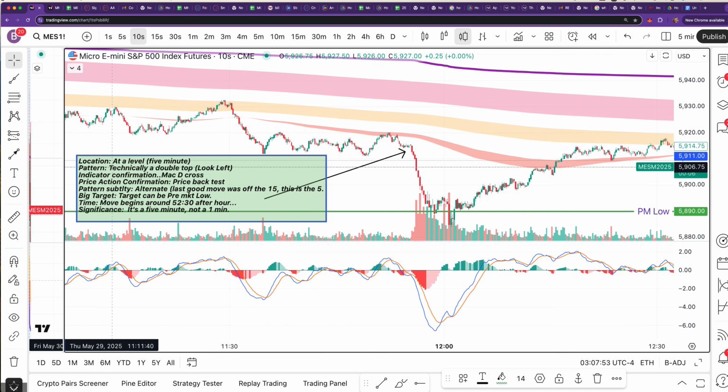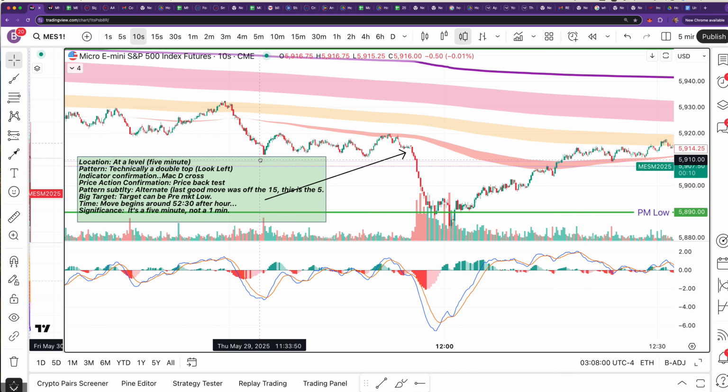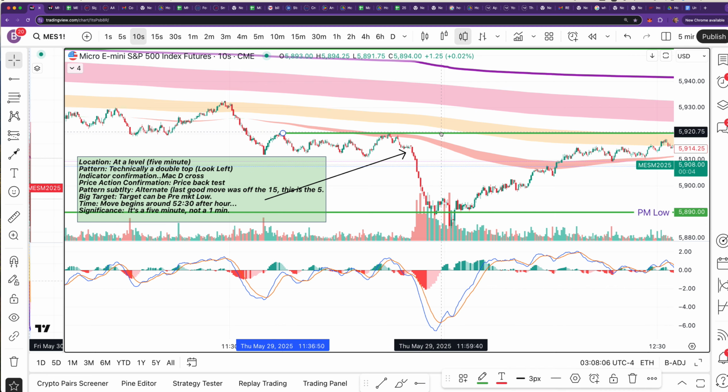So the second thing that I'm looking for is a double top pattern. Now, technically, this is a double top. Why? Because we have this top here, which matches perfectly this top here. So that makes it a double top. It doesn't usually look like one to the naked eye, but if you put a line on it, you can see that it matched perfectly as a double top.